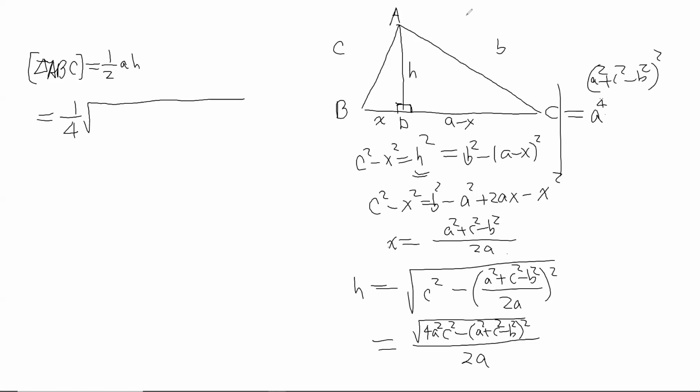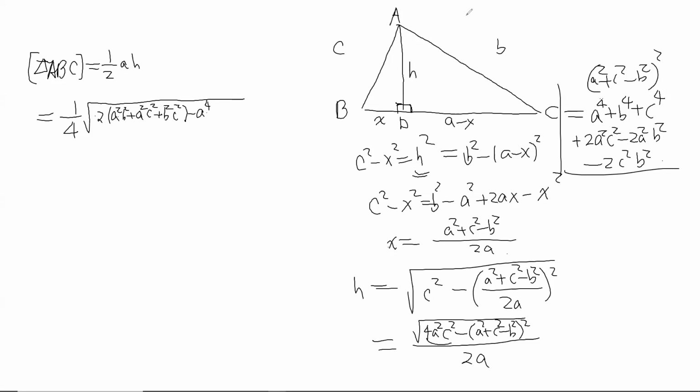So a to the 4, b to the 4, c to the 4, then subtract 2b squared c squared, plus 2a squared c squared, minus 2a squared b squared. Do you agree? Yeah. Okay, so if you subtract it from 4a squared c squared, then you get twice of a squared b squared plus a squared c squared plus b squared c squared, then minus a to the 4 minus b to the 4 minus c to the 4. Now this formula is good. Why?